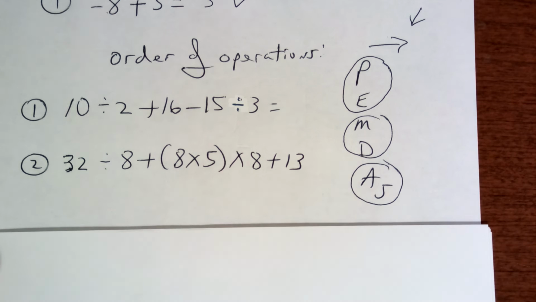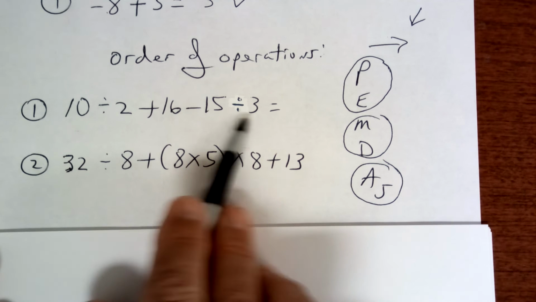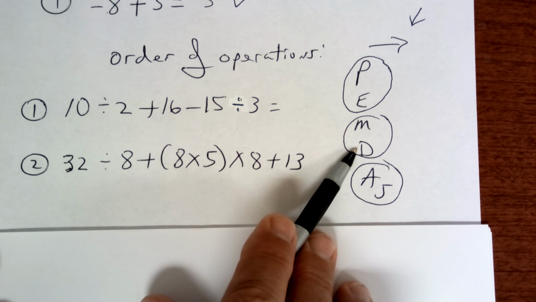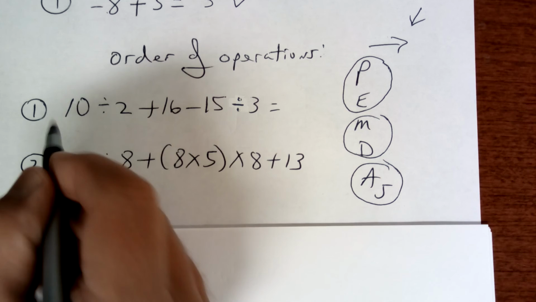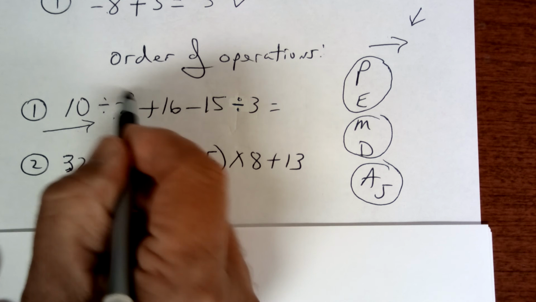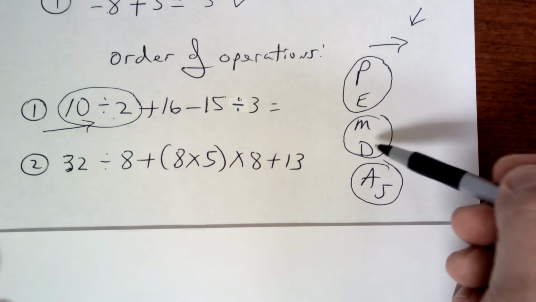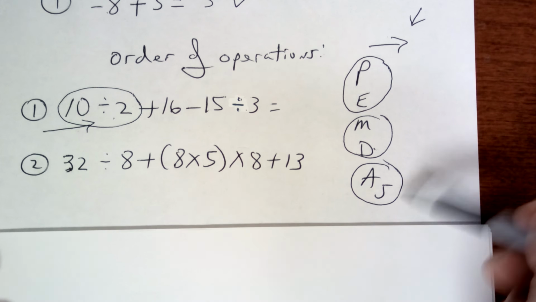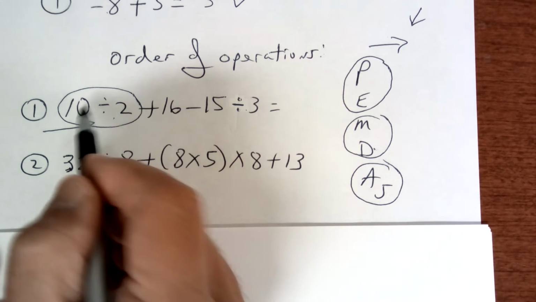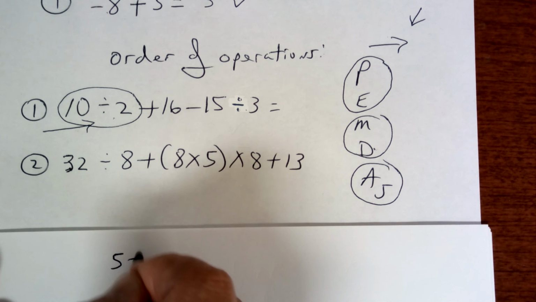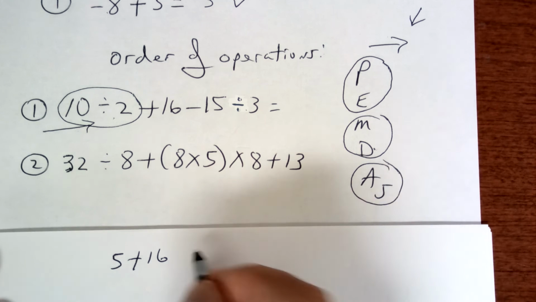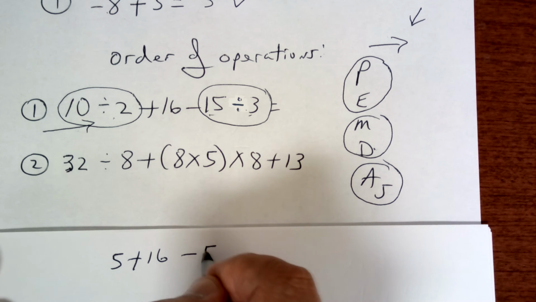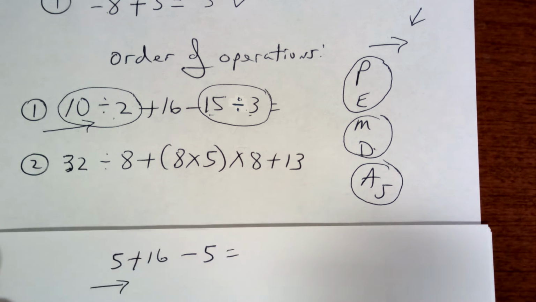So let's start here. I don't see any parentheses. I don't see any exponents, but I do see some multiplying and dividing, or just dividing. So I go this way, and I got to do this one first. So that is up here, division. And then I'll do this one, and then I'll add and subtract last. Okay, so order of operations, that gives me 5 plus 16 minus, now I'm going to do this, that gives me 5. And then I'm going to keep my sequence and go from left to right.